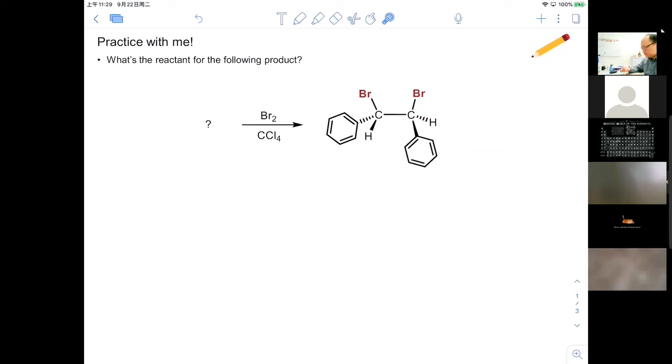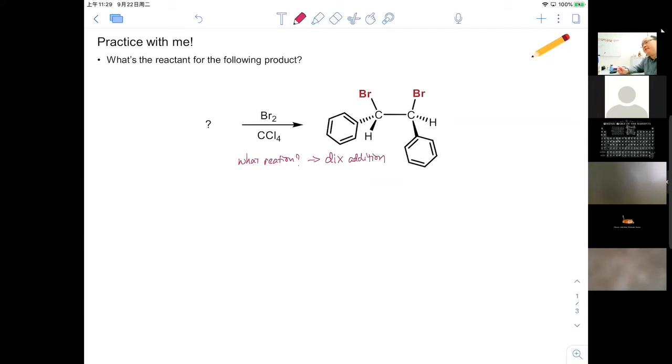So if you see the product and you see the reagents, the first thing you want to figure out is what reaction is happening here. It's very clear in this case because you have bromine in an organic solvent, and you have a dibromide on the two carbons. So that means you have a dihalogen addition, di-X addition.